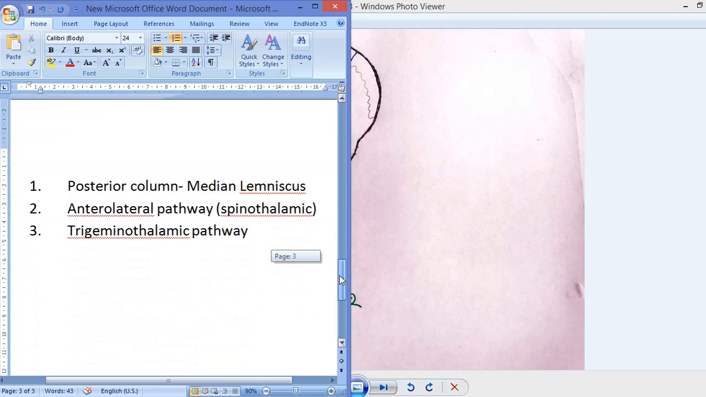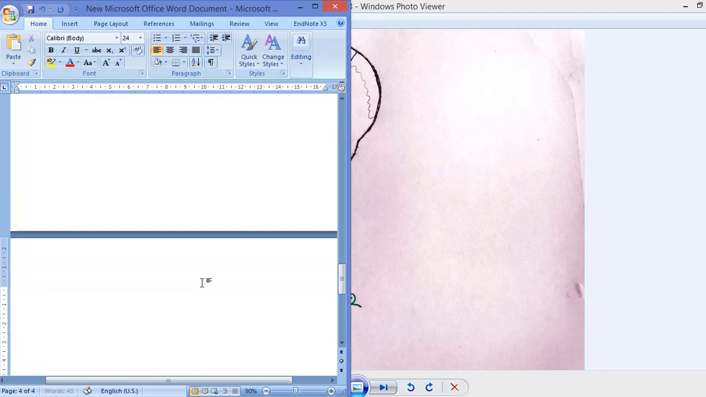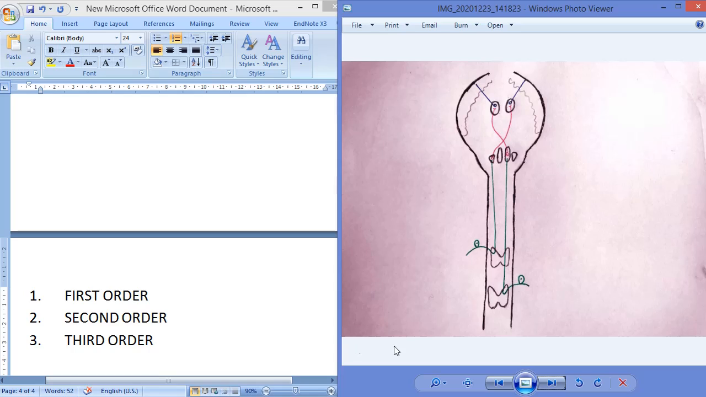I'm going to write the orders of neuron over here. Next page. Three orders of neurons are there in each pathway: first order neuron, second order neuron, and third order neuron. In the first pathway, the green color represents the first order neuron, the red color represents the second order neuron, and the blue color represents the third order neuron.